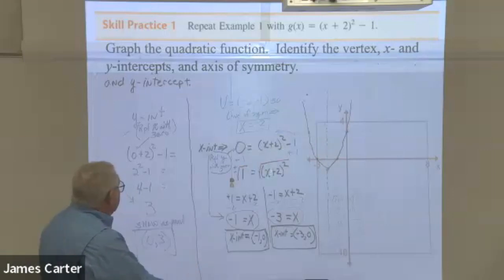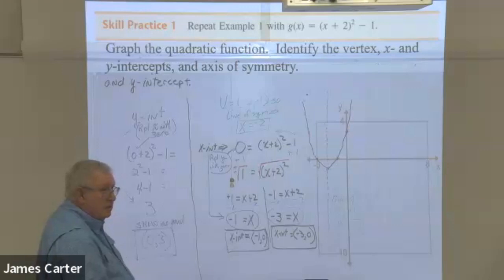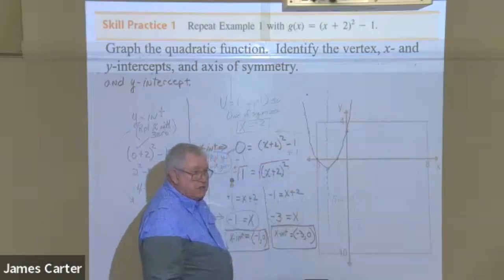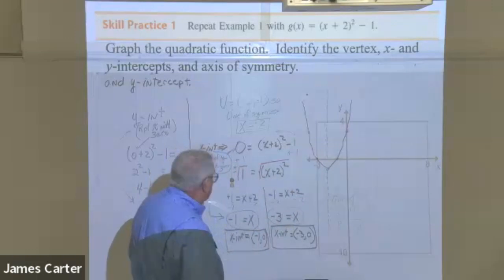Now, what about these 2 points right here? Since it does say to find the x-intercepts, we need to do this. So I write this, I take the one on the other side, square root of both sides, plus or minus. Before I had this one on that side, but that doesn't matter. Okay.